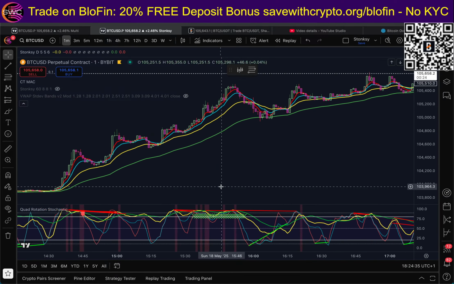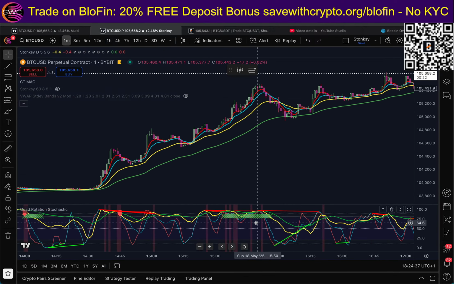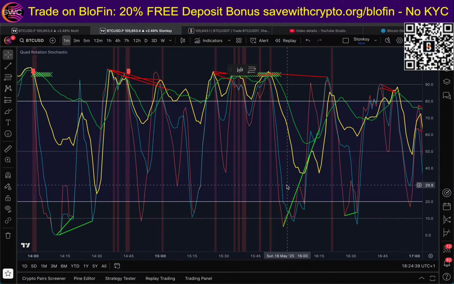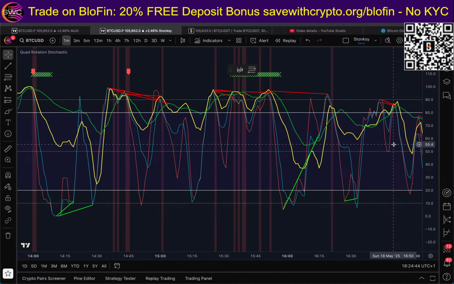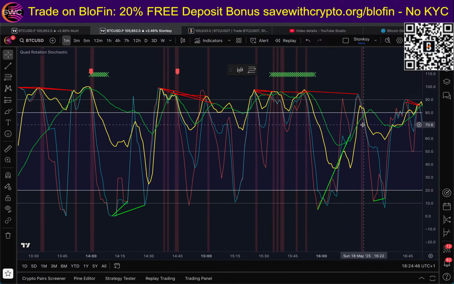Now you also get these other things as well. I was going to double click this to show you. I know it looks a complete mess, but there's a few different things here. It does detect bullish and bearish divergence. So when you see these straight green lines here, that's when it's detecting bullish divergence, and the red straight ones up here is when it's detecting bearish divergence.